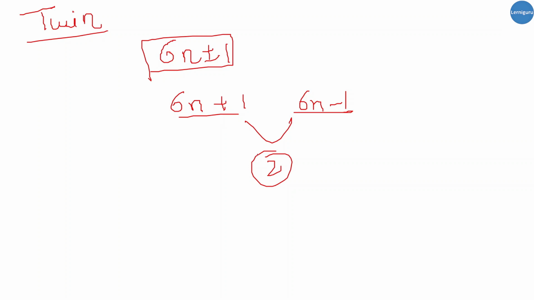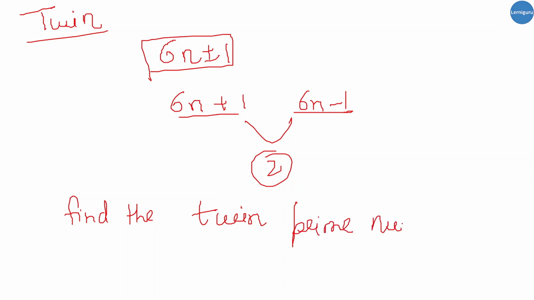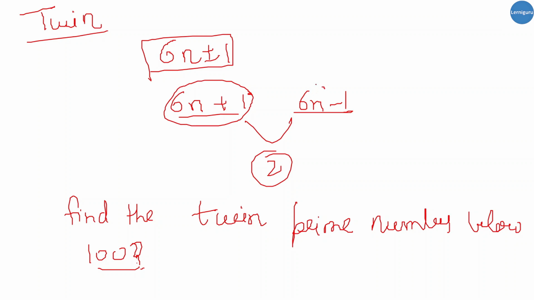Suppose I ask you this question: find the twin prime numbers below 100. What will you do? You'll use this thing. This is valid for numbers greater than or equal to 5. So below it, like 3, 5, this you'll write. And after that, you will use this thing.